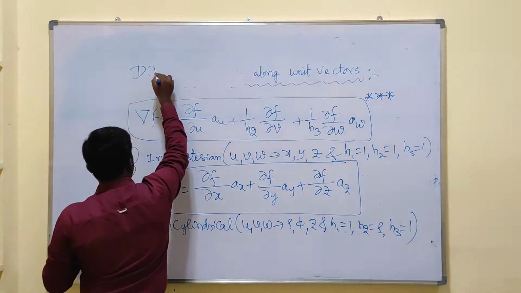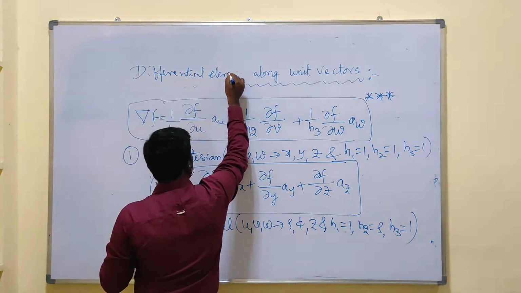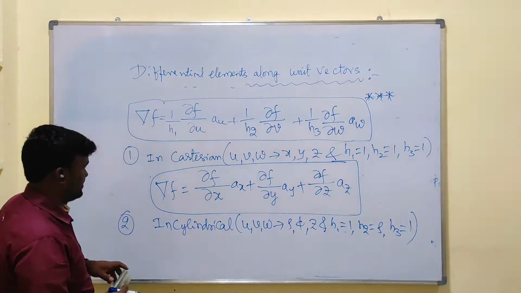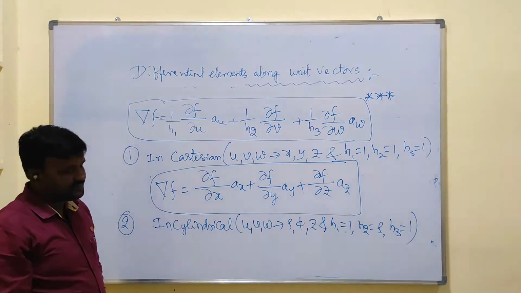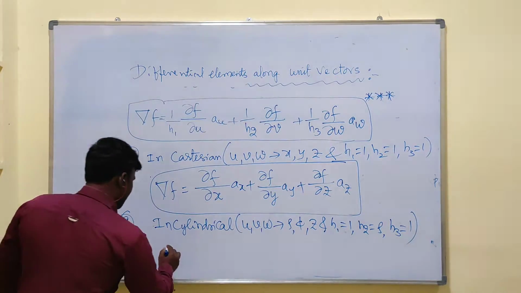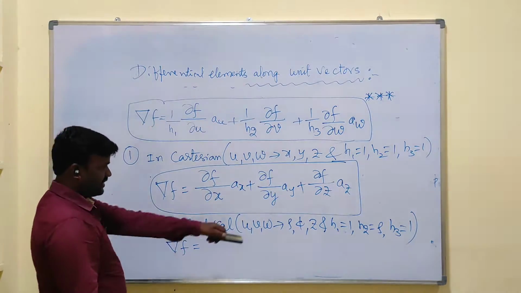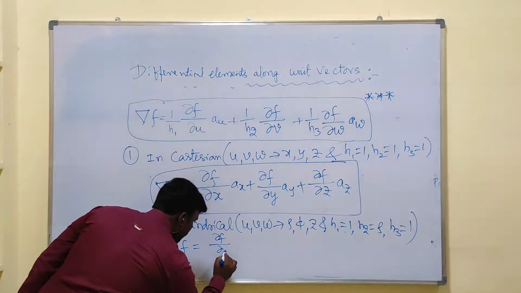What about our topic? Differential elements. Differential elements along the unit vectors. Now substitute in this one. I am substituting here. Here itself, del f is 1 by h1. h1 is what? 1. Dou f by dou rho.